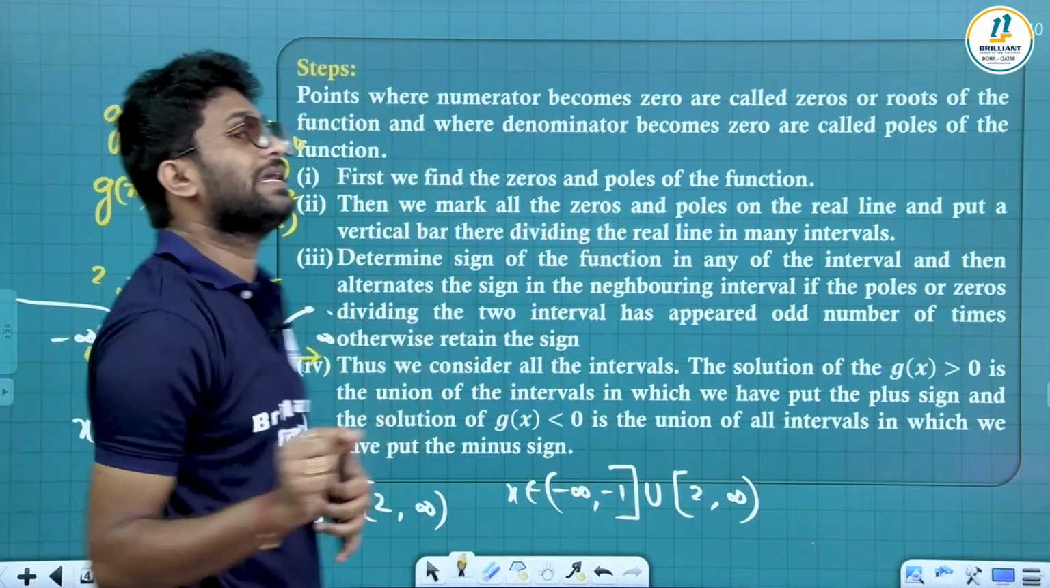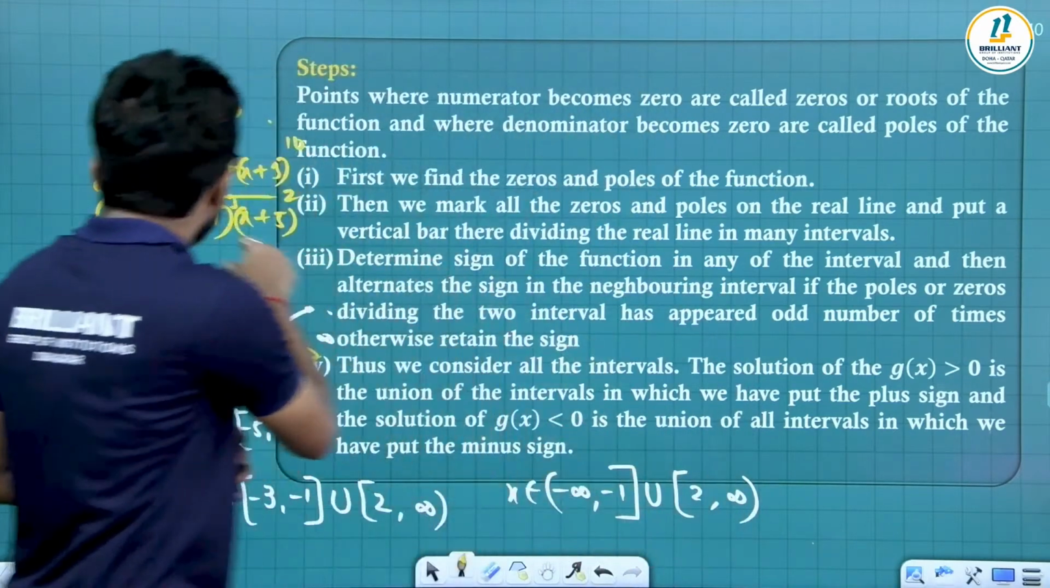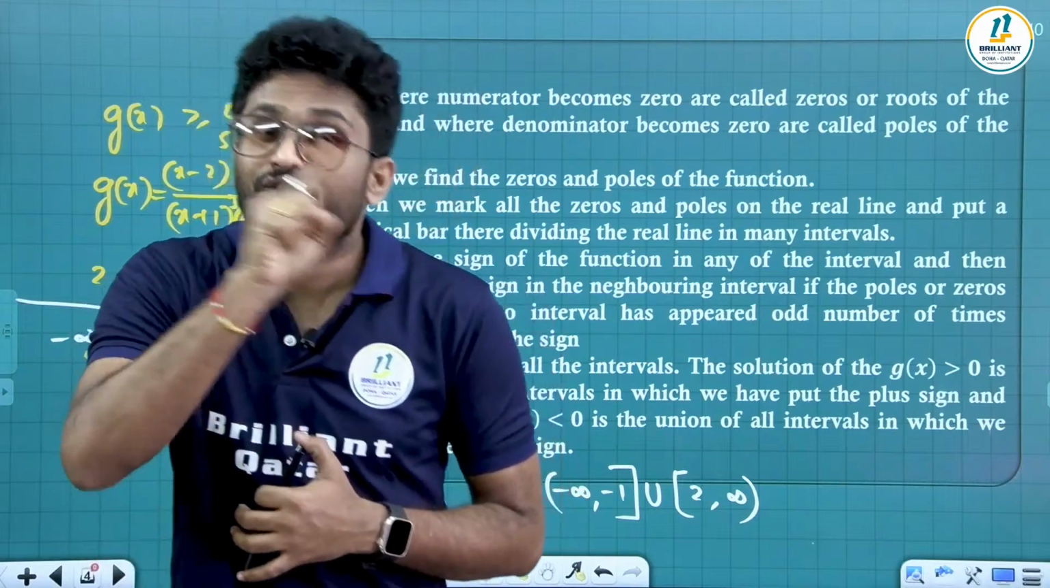Denominator poles shouldn't be included in the denominator poles. That means the denominator, these -1 and -5 should never be included in the solution.